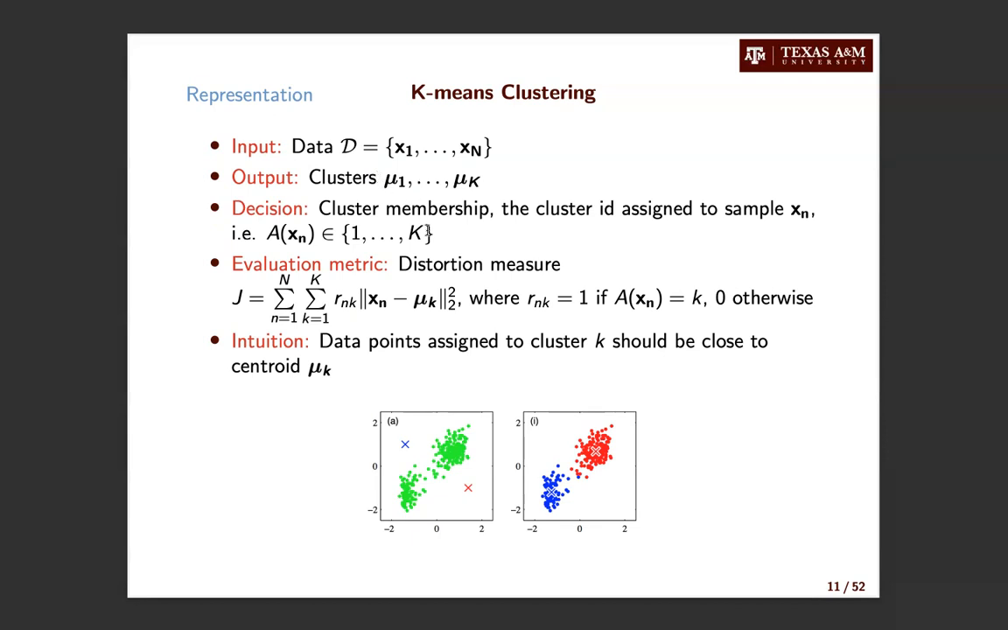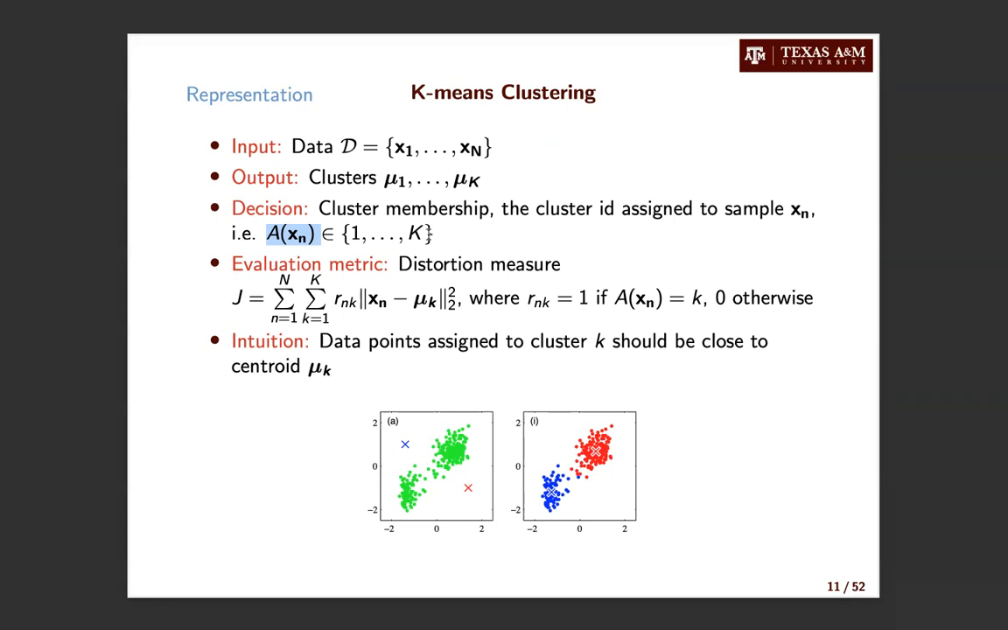The goal of K-means clustering is to assign a cluster membership to each of the samples. So at the end of the day, each sample should be assigned a cluster membership function, A of xn, which is equal to 1 up to K, where K is the actual number of final clusters. In order to learn our clusters, we need to formulate our problem via what we call a distortion metric.